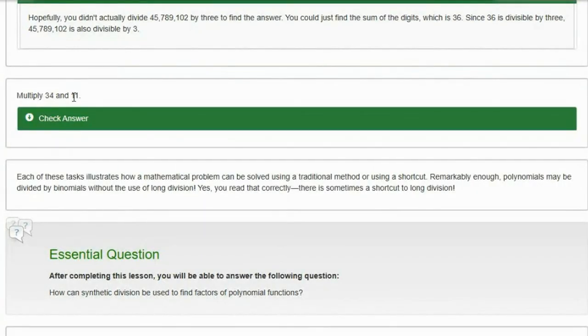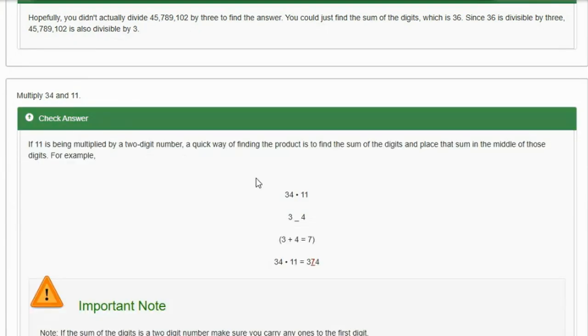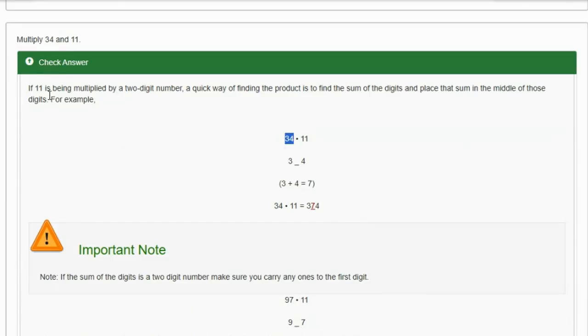34 times 11. There's a shortcut when multiplying by 11 as well. You can multiply by 10 and add 1, or there's this thing where you separate the digits and add them together, 3 plus 7, and put that in the middle. 34 times 11 is 374. You just add the digits together and put that number in the middle of the 34. It's a shortcut for multiplying 2-digit numbers by 11.